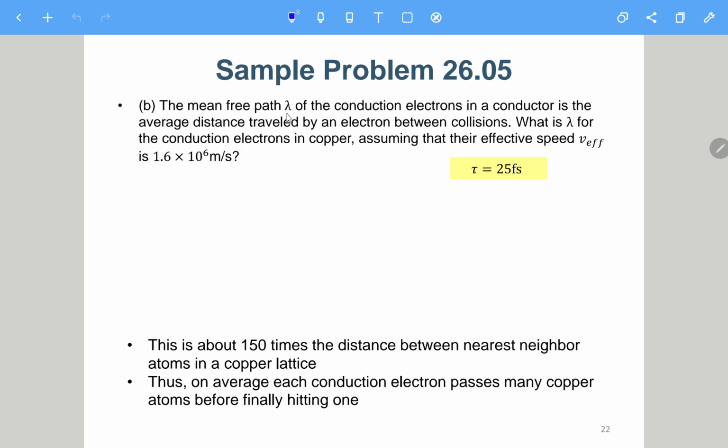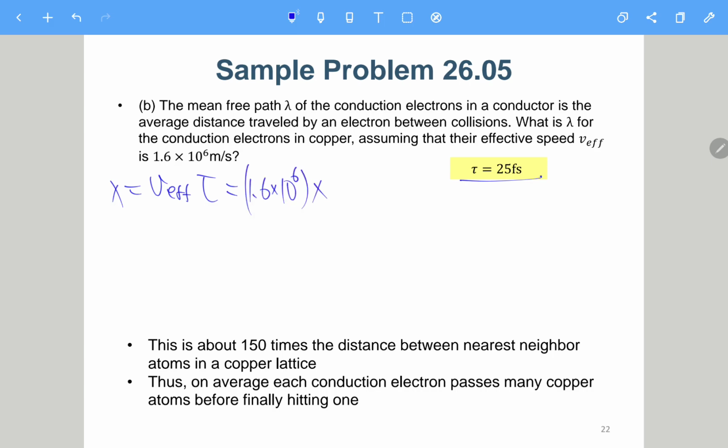Now, the mean free path lambda of the conduction electron in a conductor is the average distance traveled by an electron between collisions. So what is lambda for the conduction electron in copper, assuming that their effective speed, v effective, is this one? It is just like s equals vt, so lambda equals v effective times tau. We try to estimate how long it takes to collide. This is the time it takes to collide. What is the length it takes to collide? 1.6 times 10 to the 6th power.